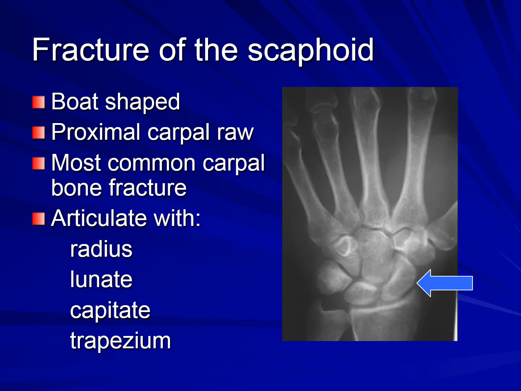And now we are going to discuss another topic, which is the fracture scaphoid. As we know, the scaphoid bone is boat shaped in the proximal carpal row, and this is the most common carpal bone to be fractured. It articulates with the radius, lunate, capitate, and the trapezium.